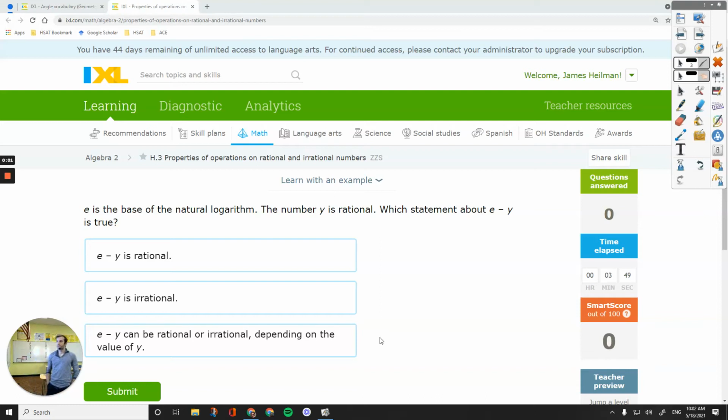Hello everyone, in this video we are going to talk about rational and irrational numbers and what happens if you add or subtract two rational numbers, or a combination of rational and irrational numbers. So we are working on IXL Algebra 2 H.3, Properties of operations on rational and irrational numbers.